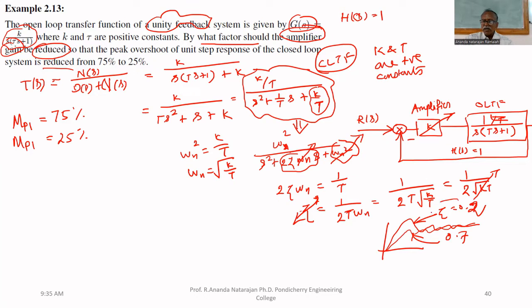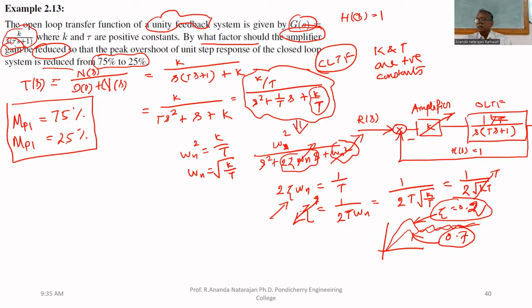For this, zeta is 0.2. This is 0.7. As zeta increases, overshoot decreases. So, we have to reduce the overshoot from 75% to 25%. That's why we have to increase the zeta. Zeta has to be increased means K must be reduced. If you reduce K, zeta automatically will increase, so that the overshoot is reduced from 75 to 25%.